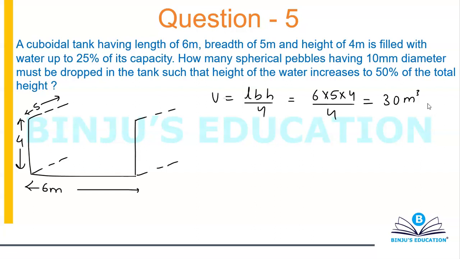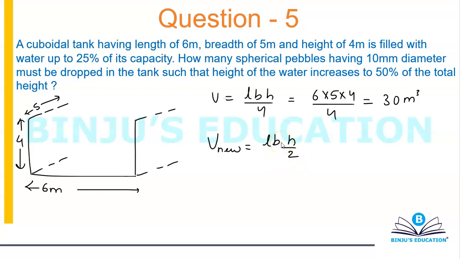And the question is, how many spherical pebbles having 10 millimeter diameter must be dropped in the tank such that the height of the water increases to 50% of the total height. Now, if the height increases to 50%, then the new height will be 4 divided by 2, that's 2 meters, and the new volume, V new, will be LB into H by 2, where H is the total height.